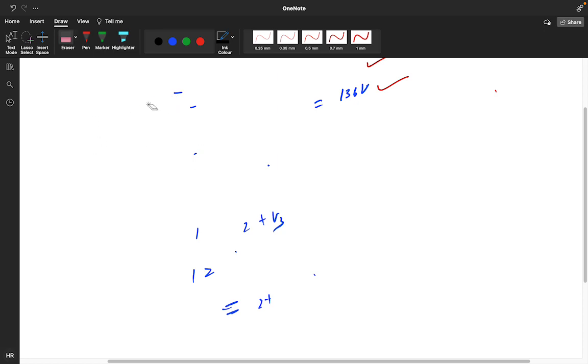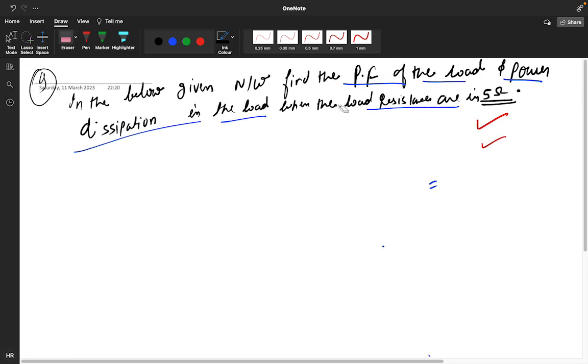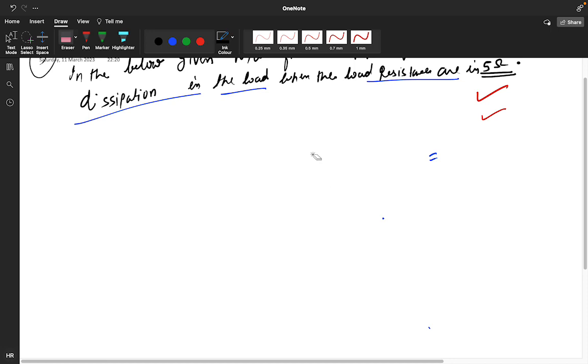There is a very good concept. If you understood this, you can solve a lot of questions. They're asking for power factor, right? We can represent it in phasor form and find out the angle. That we'll do. But there is one concept that I want to teach you.